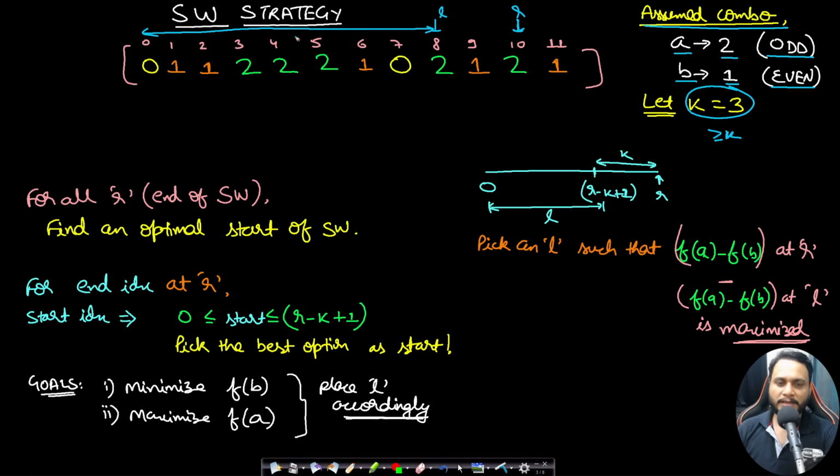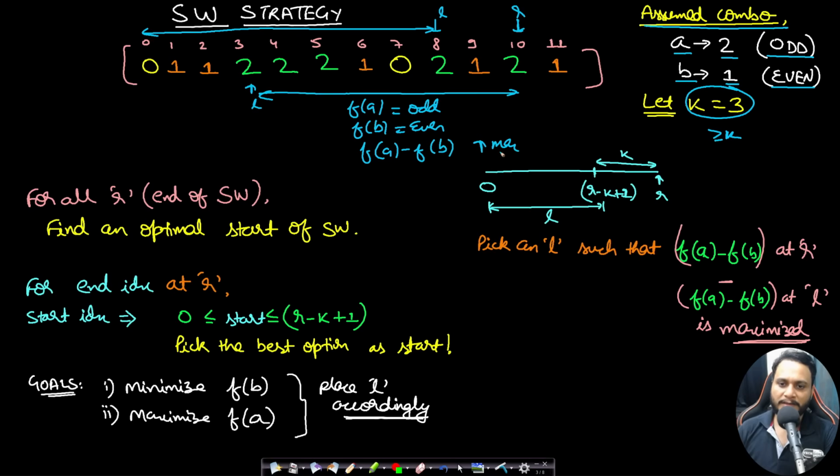So we will choose a certain index in such a way that, let's say I tell you to choose this index. Then this index will only be chosen if in the middle the count of the frequency of A is odd, first of all, then the count of frequency of B is even, and in such a way that f of A minus f of B is maximized. If all these conditions are followed, along with the size being greater than or equal to k, that will be the optimal position of L.